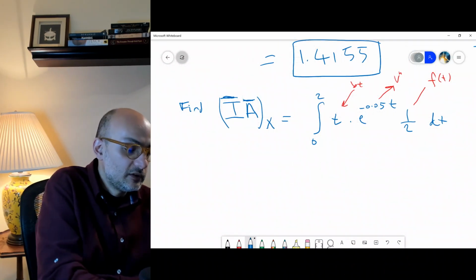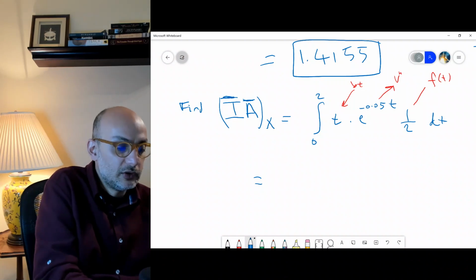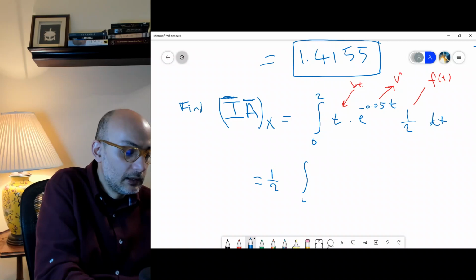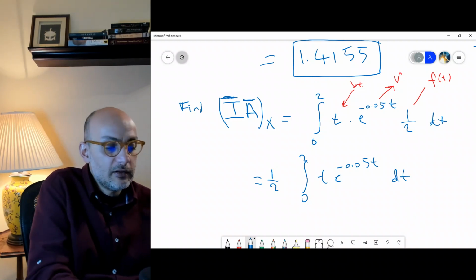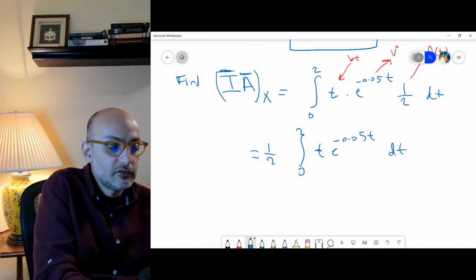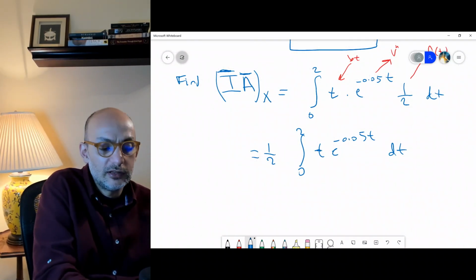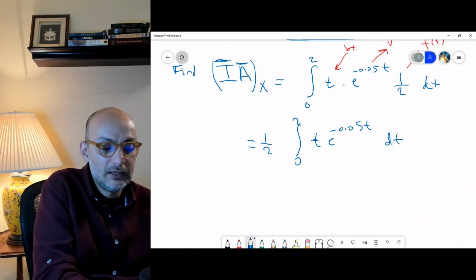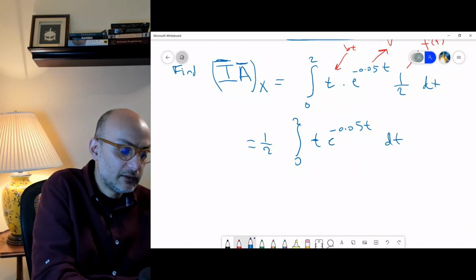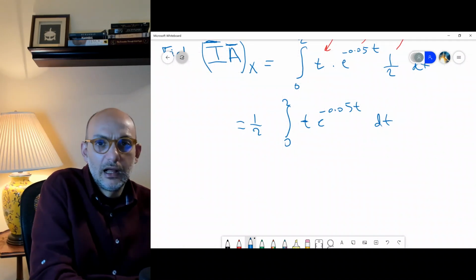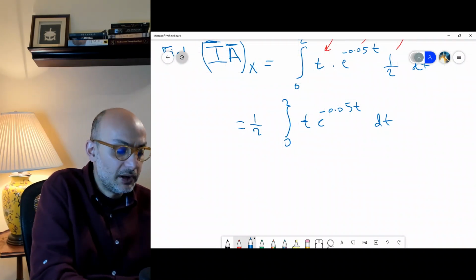Now this one is easy to integrate because it's a small term, but we still need to, well, let's take 1/2 outside, integral from 0 to 2, t e^(-0.5t) dt. There is a trick to evaluate this one, because you can recognize that this is an exponential distribution, so you can simply use the expected value of the exponential distribution. But if you forgot, you can use integration by parts, and this is easy.